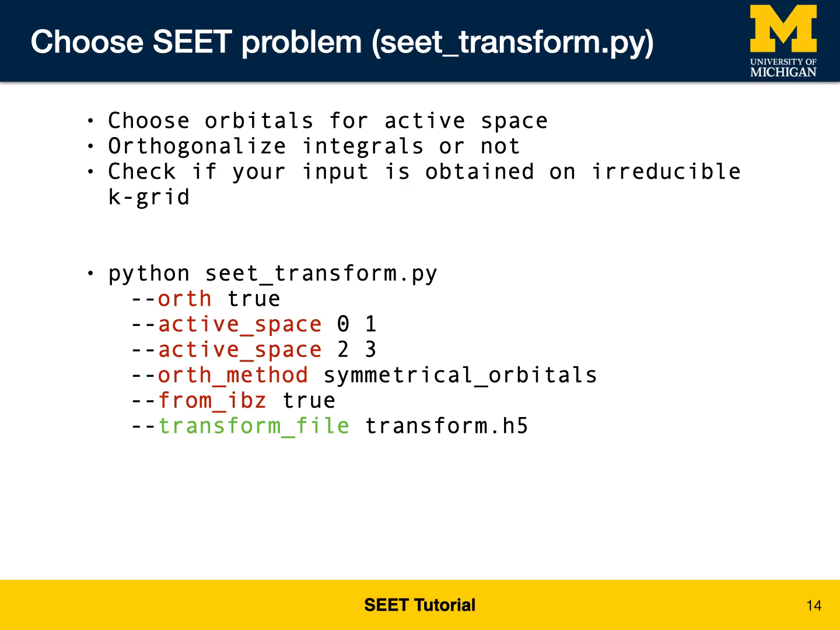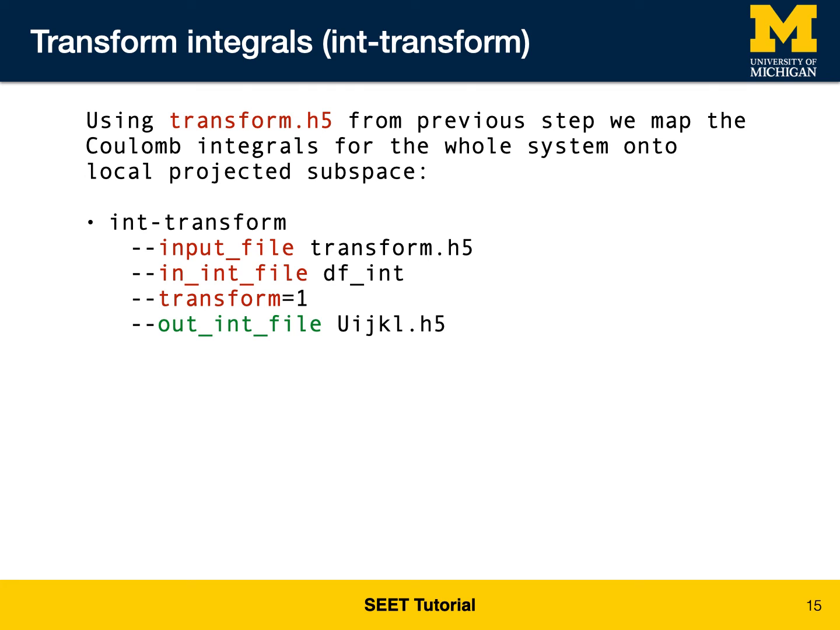And then the last input parameter tells basically whether the input that we have for the set transform is in the irreducible K-grid or just in a regular grid. And the output parameter is basically the name of the H5 file, which will have all these transformation matrices inside it.